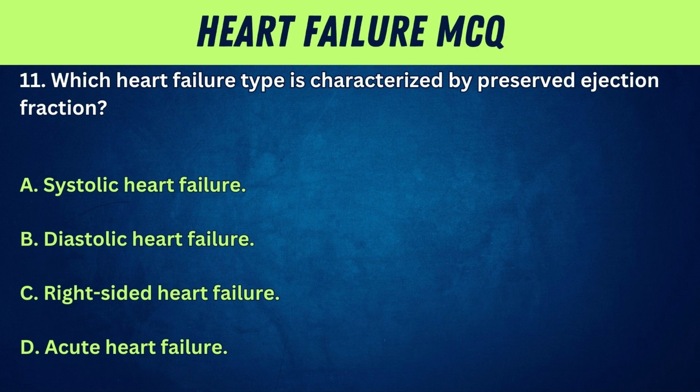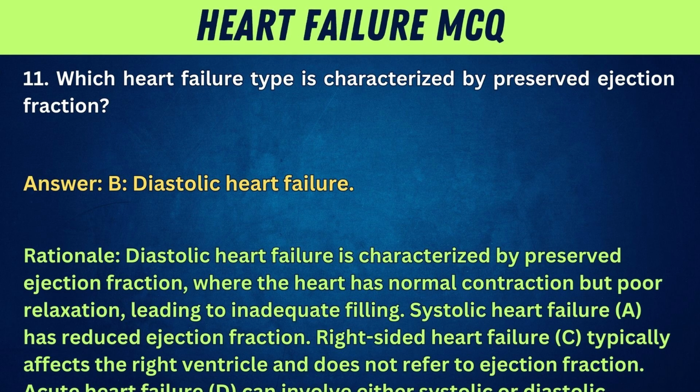A. Systolic heart failure. B. Diastolic heart failure. C. Right-sided heart failure. D. Acute heart failure. Answer: B. Diastolic heart failure. Rationale: diastolic heart failure is characterized by preserved ejection fraction, where the heart has normal contraction but poor relaxation, leading to inadequate filling.